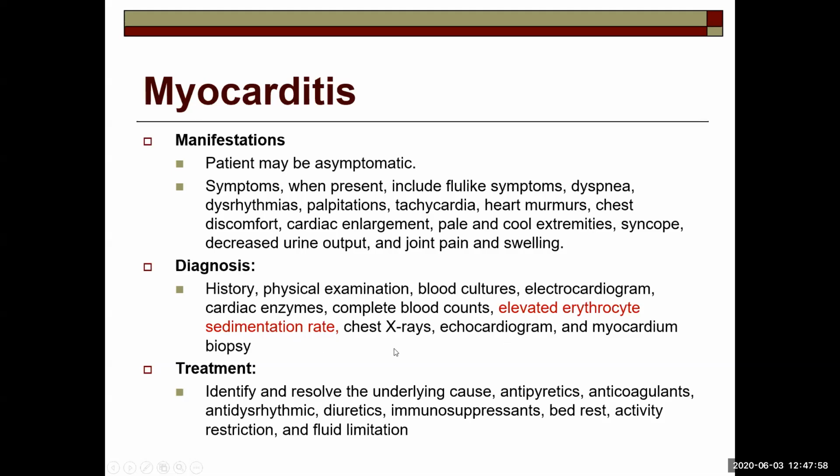So diagnosis is basically the same, and sometimes we do cardiac enzymes on them because they increase in number anytime you have issues with the muscles of the heart. You need to identify what the cause is and then start treating it. Anticoagulants if you have clots, antipyretics like Tylenol or aspirin if you have fever, and diuretics if you have enlargement and there's a lot of fluid involved.